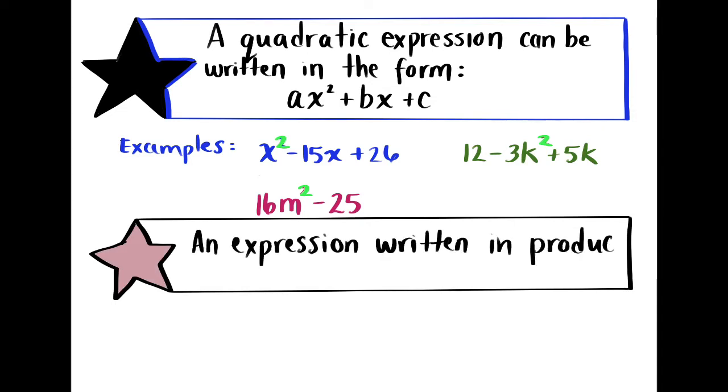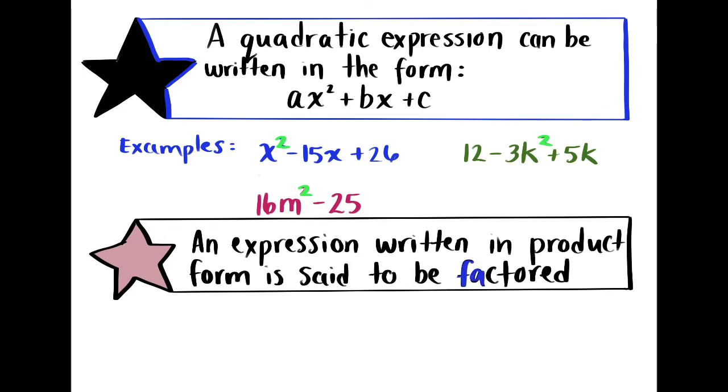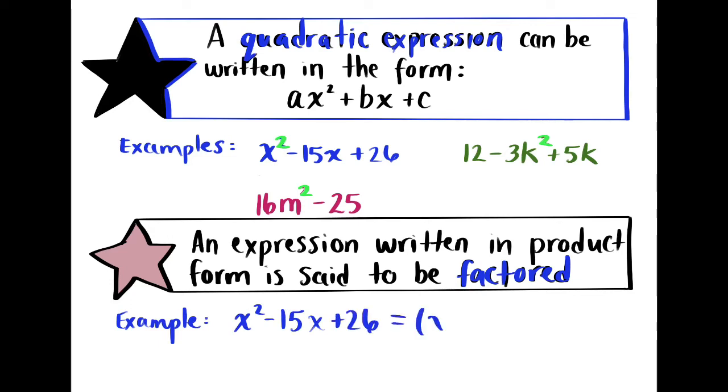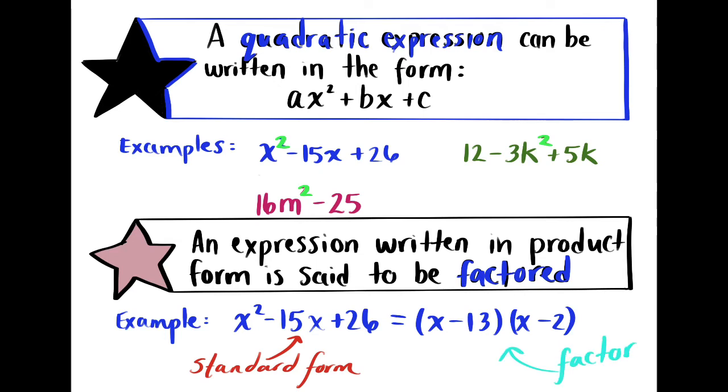Now, if a quadratic expression is written as a product, then we call this factored. So if it's in factored form, then you'll see the parentheses. So let's take a look at an example, x squared minus 15x plus 26. You can write that as x minus 13 times x minus 2. So the left side would be the standard form, and the right side is the factored form. So x minus 13 is a factor, x minus 2 is a factor.